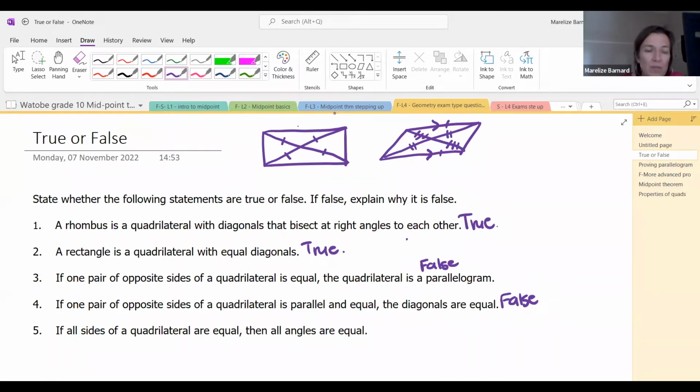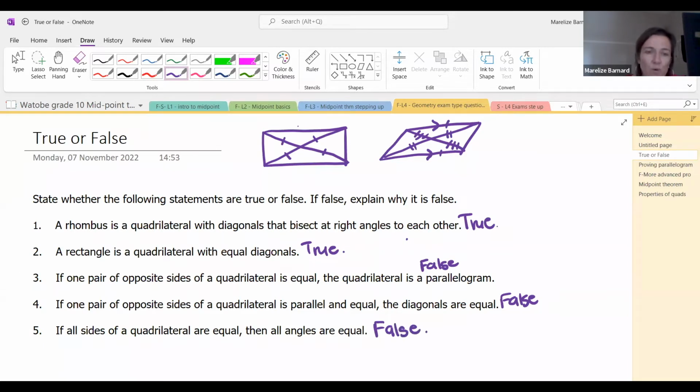Okay, and then the last one, number 5, if all sides of a quadrilateral are equal, then all angles are equal. Also think carefully about this one. If all sides of a quadrilateral are equal, then all the angles are equal. Is this true or is this false? Harti says only for squares, so false. Asanda says false. And that's right. Well done, Harti and Asanda. This is indeed false because it only works for a square.